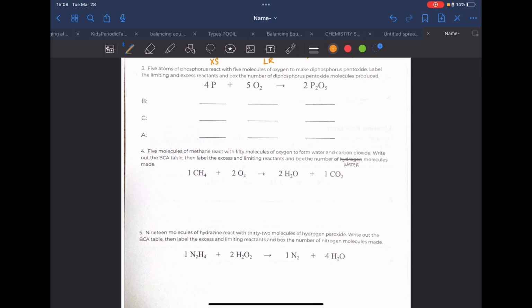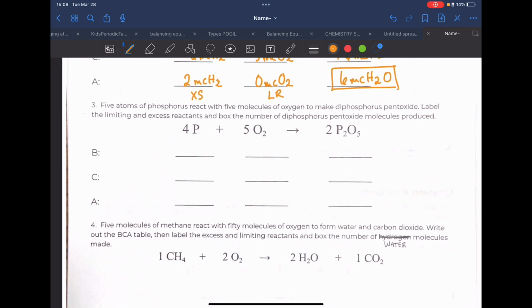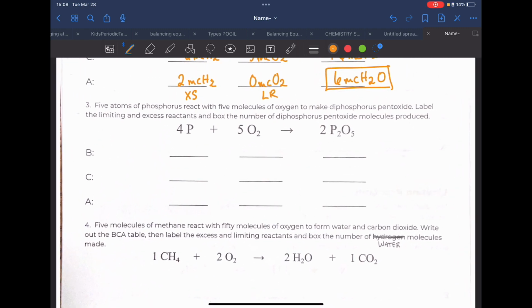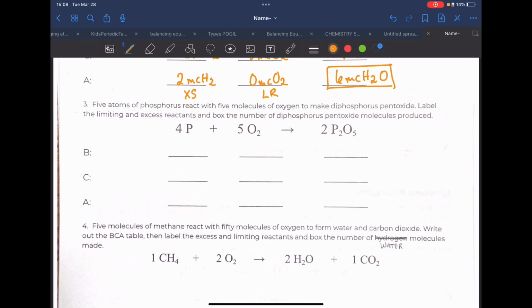Five atoms of phosphorus react with 5 molecules of oxygen to make diphosphorus pentoxide. Label the limiting and excess reactants and box the number of diphosphorus pentoxide molecules produced. Why don't you pause the video here and try this one yourself.